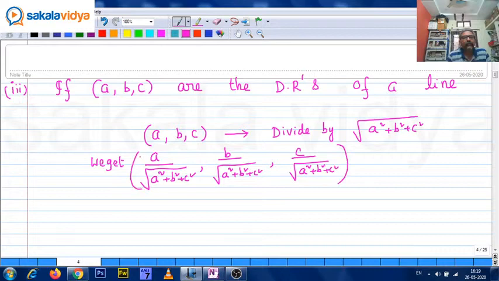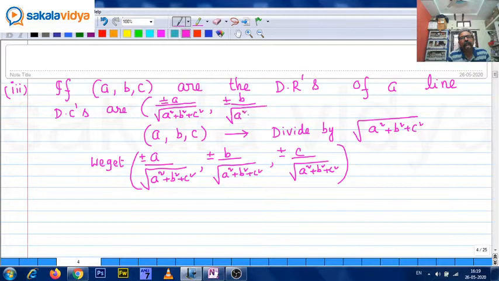Okay, write down plus or minus, plus or minus, plus or minus. So these are the directions. Then DCs can be written like this: plus or minus A by root of A square plus B square plus C square, and plus or minus B by root of A square plus B square plus C square, and plus or minus C by root of A square plus B square plus C square.